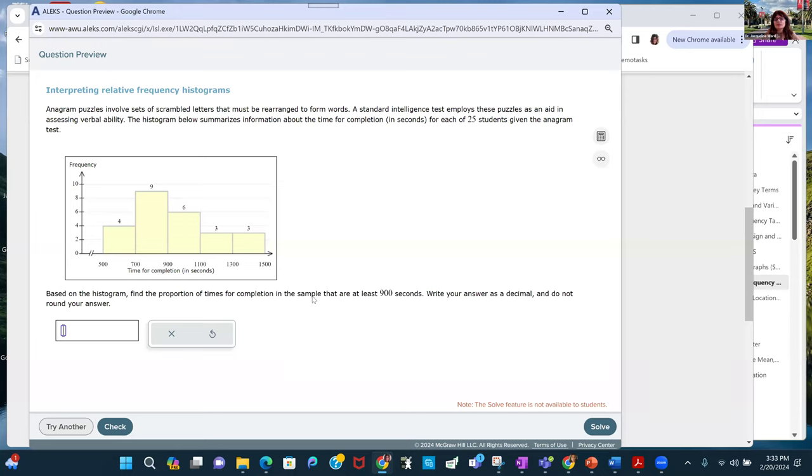And so again, now they're looking for the proportion of the sample who completed it in at least 900. So you could add all these and divide by 25. Or you could do one at a time and add them. I would personally add them all together. So, 6 and 6 is 12 out of 25.